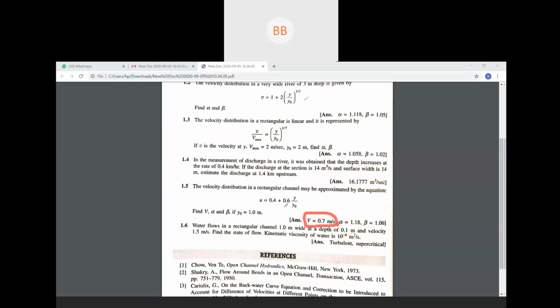To make you better understand, I did more steps, so you can skip some of the steps if you want. So next you go for alpha, and if you remember, the alpha equation is integral 0 to y naught of small v divided by capital V whole cube, then 1 by y naught dy.